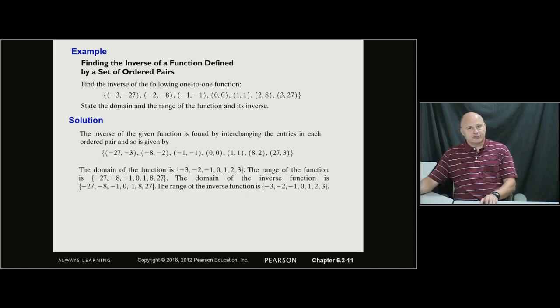If you notice, and this is important, the range of the inverse is the domain of the function itself, and the domain of the inverse is the range of the given function.